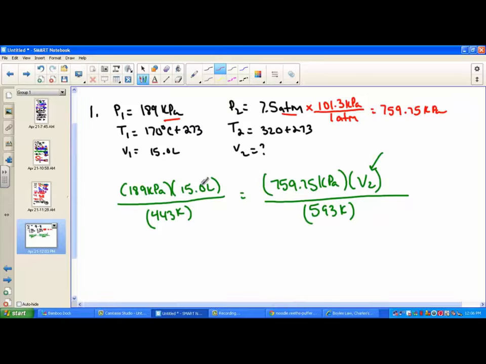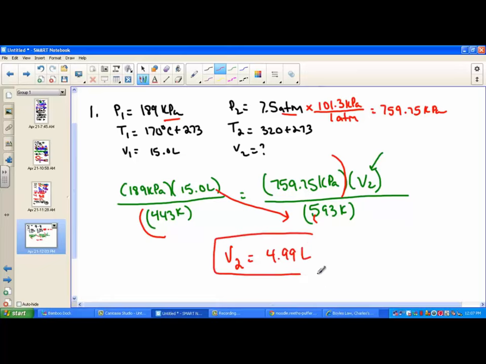So the algebra, cross multiply the side without the variable first. So key sequence, hit it with me. 189 times 15 times 593 divided by, and here's a quick thing, make sure we're using big parentheses, divided by parenthesis 759.75 times 443, close your parenthesis, equals 4.995 if you want to round. Let's see, put a liter in, so a liter comes out.